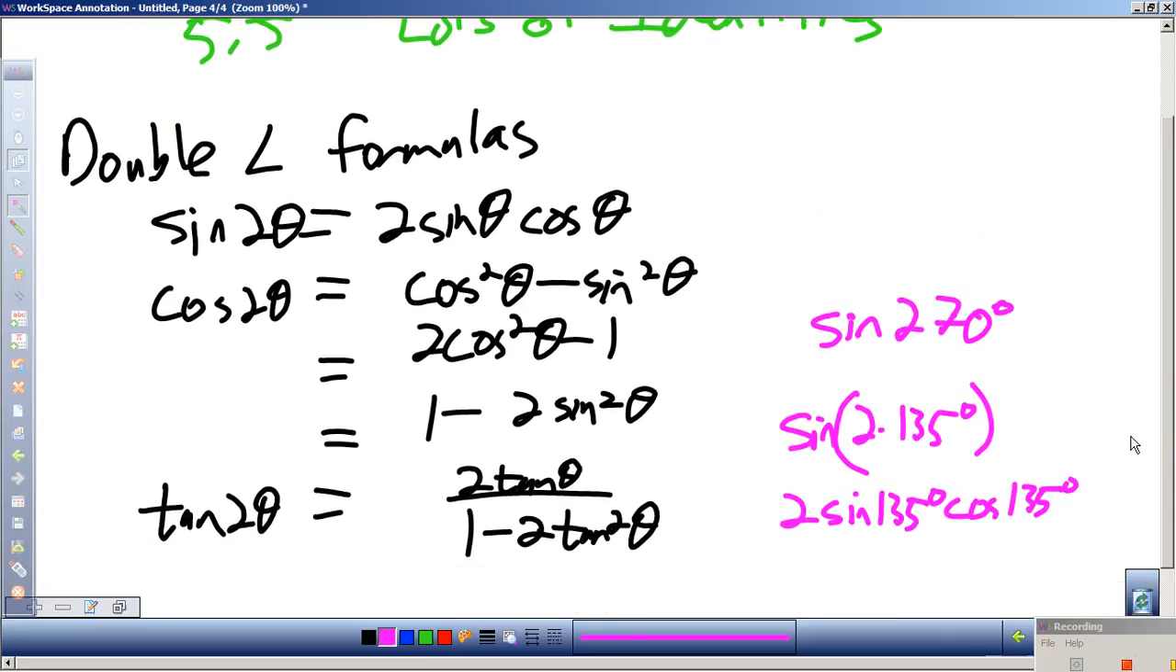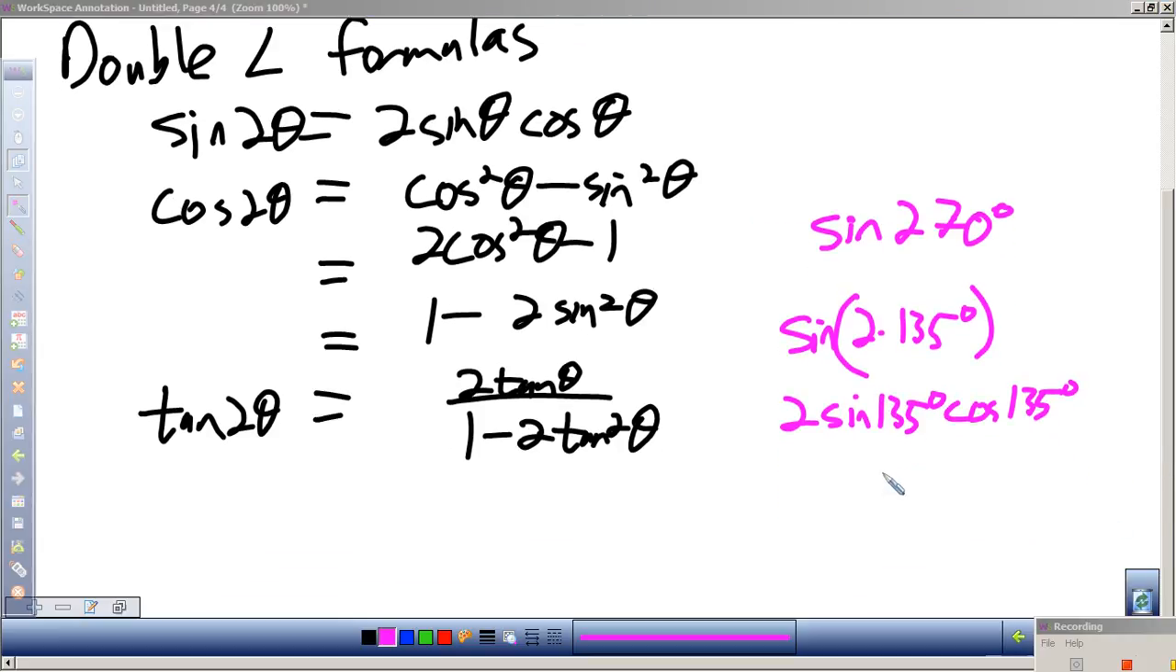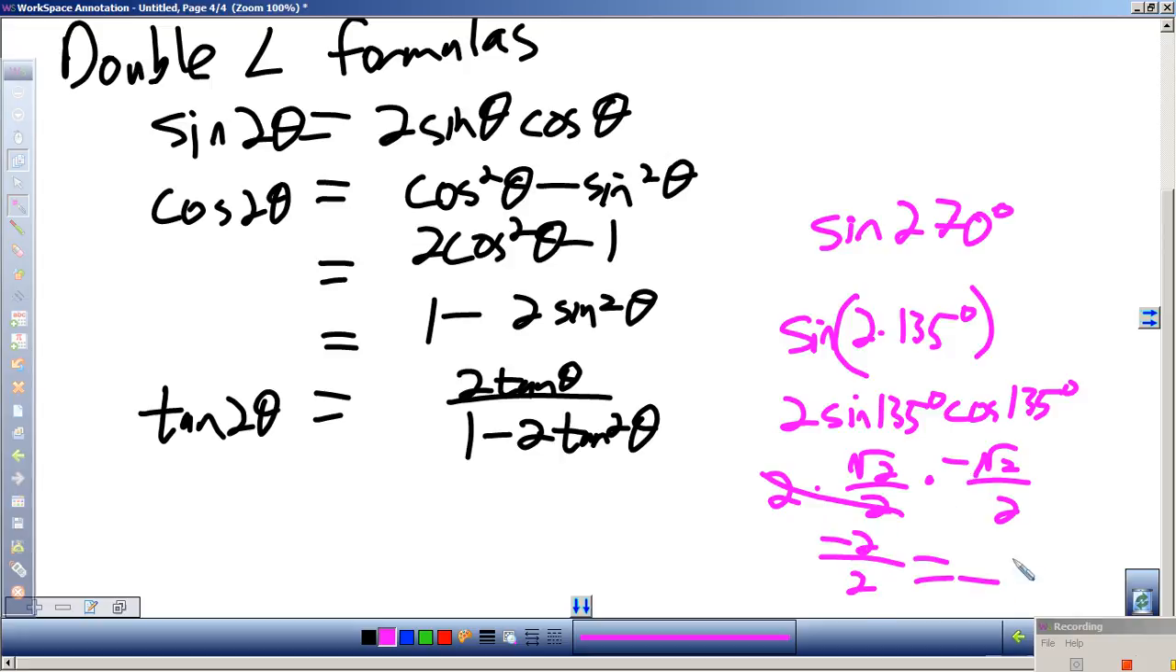Okay? So, what is the sine of 135 degrees? Root 2 over 2, and cosine of 135? Negative root 2 over 2. At 135, sine is still positive. So what am I going to get when I multiply them? The 2's cancel there. Negative root 2 times root 2 is a negative 2 over 2, which is negative 1.